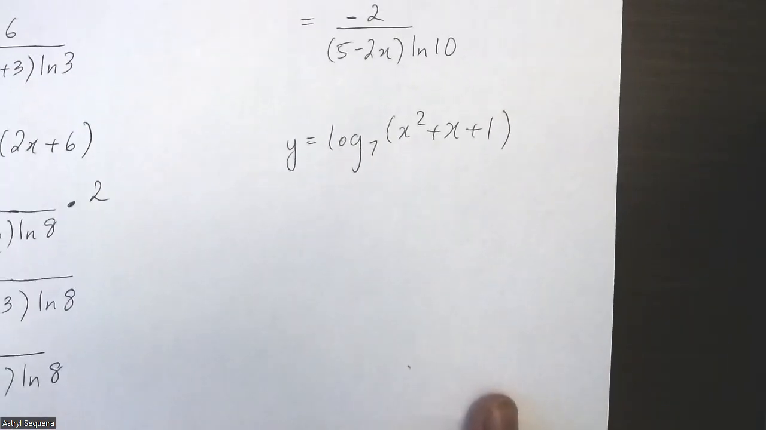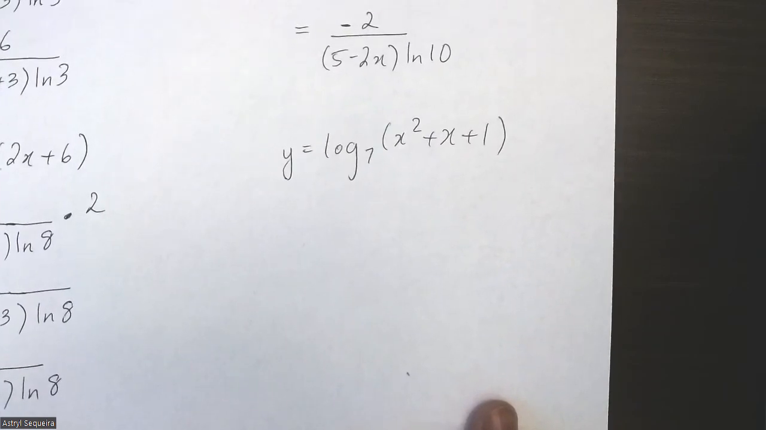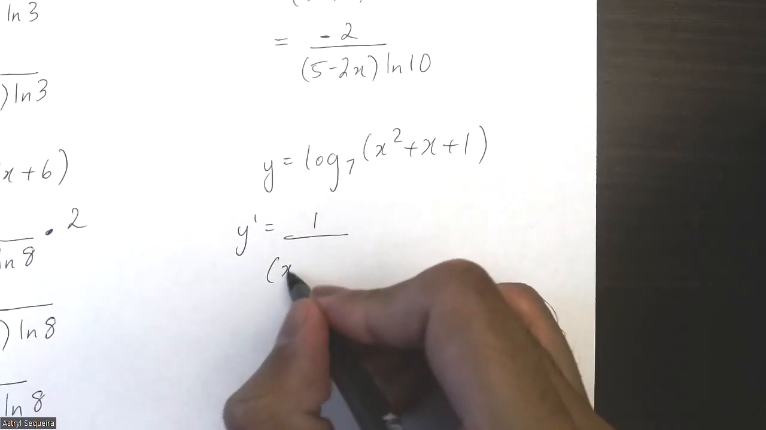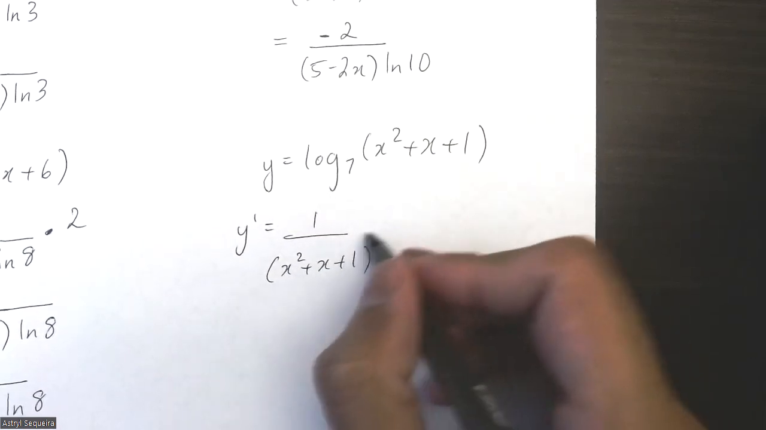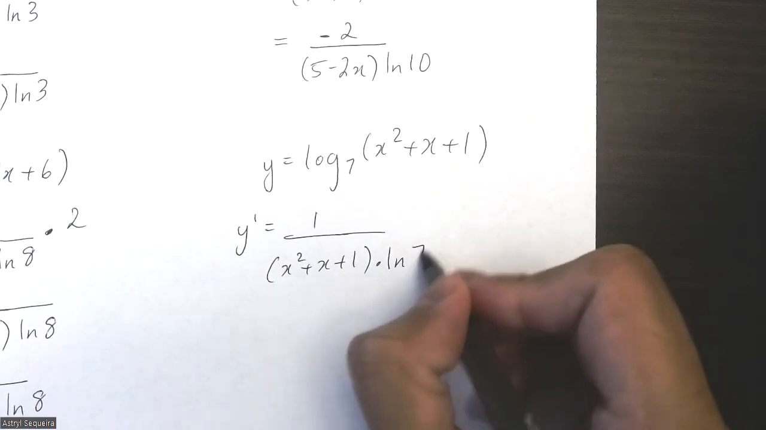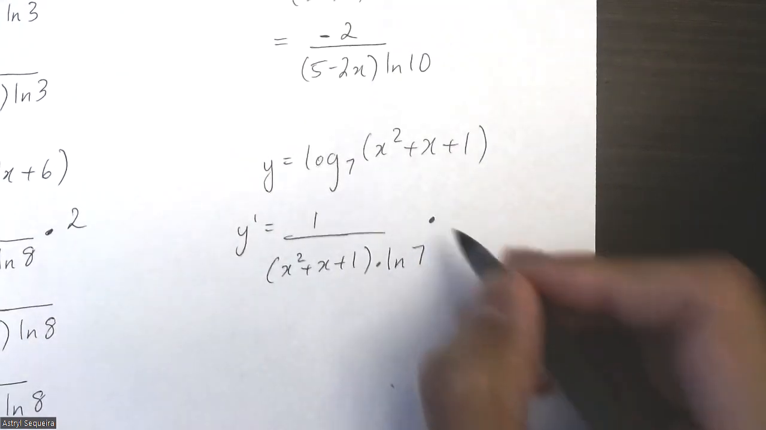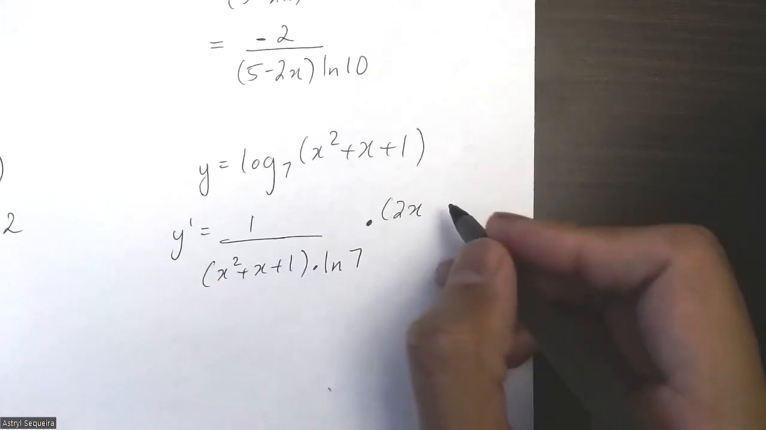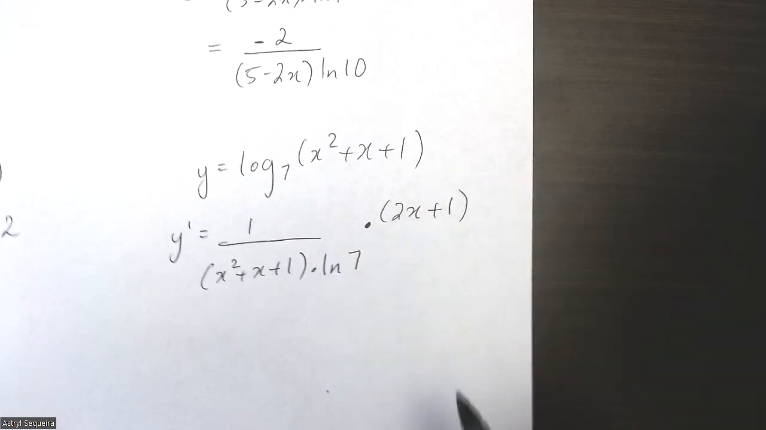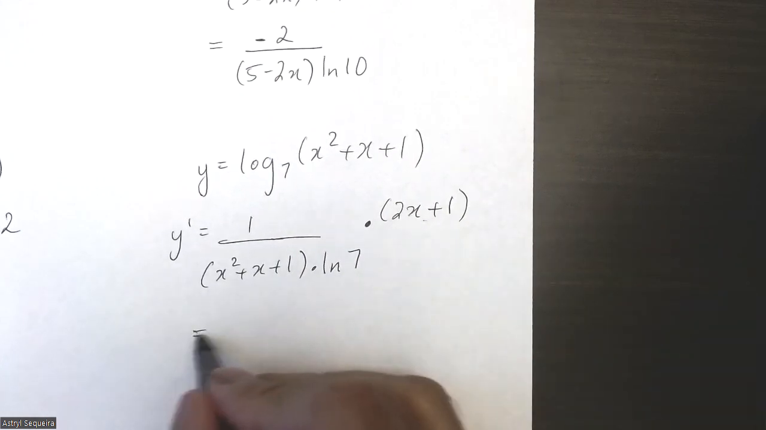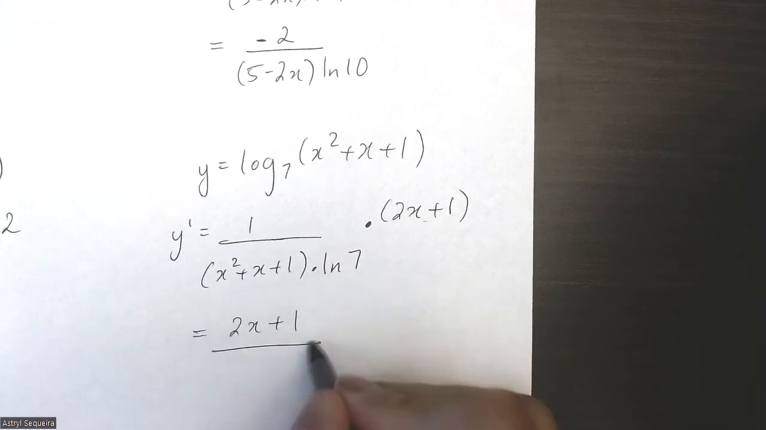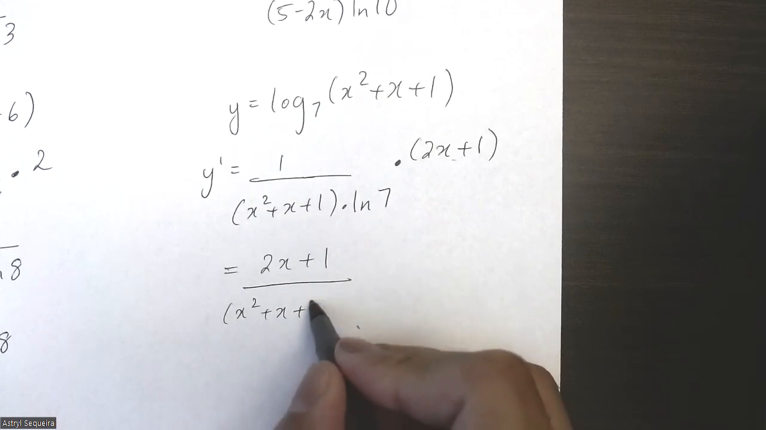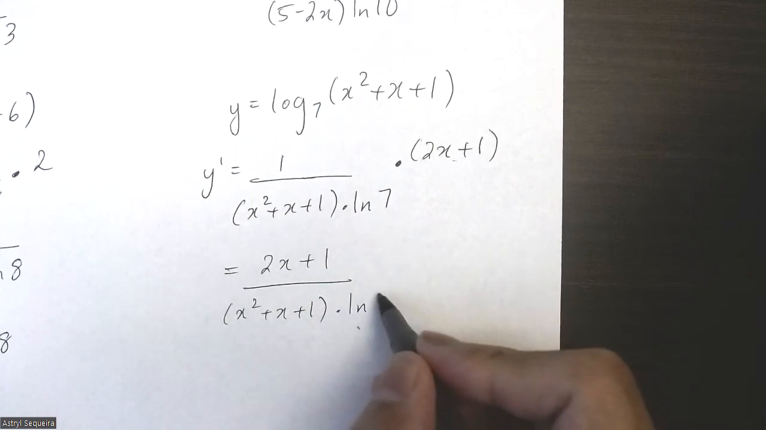And then the last question over here, this one should be fairly straightforward as well. We derive it, it's 1 over whatever's inside the bracket times ln of my base, which is 7. And then the top is multiplied by the derivation of the bracket here, which is just 2x plus 1. 1 times 2x plus 1 is just 2x plus 1, and then the bottom, there's no difference. It's just x squared plus x plus 1 times ln 7.